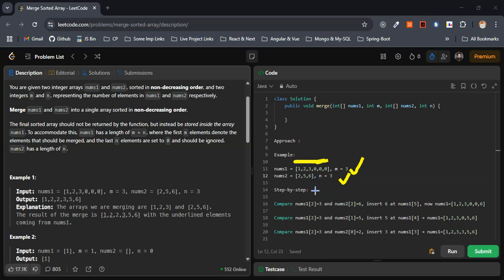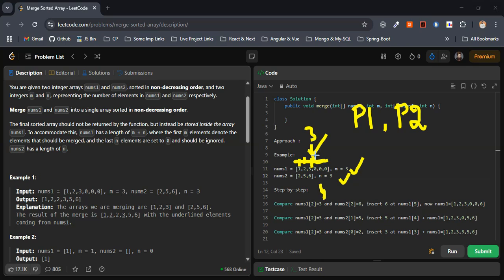Before going into the step-by-step explanation, we will be making use of two pointers. Suppose p1 and p2 are the two pointers here, right? So p1 will be at the end of the actual nums1, nothing but p1 equals m minus 1. In this case it will be 2. In nums1, index 0 1 2 are the 3 valid values we are considering. The last valid value in nums1 is 3, right? So p1 is m minus 1, that is 2 here.